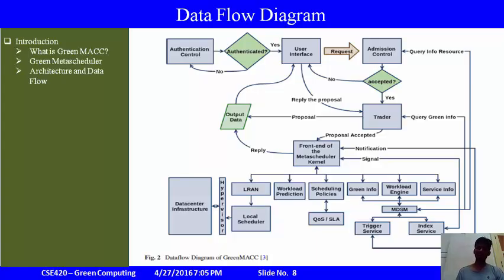Once it is accepted, it will go to the trader, and then it will put a proposal to the front end of the meta scheduler kernel. Once the proposal is accepted, it will go to the front end of the meta scheduler kernel, and the data will also go to the given output data, as you can see in the diagram. And then moving on, we will come to various modules as you can see below, which are LRAM and workload prediction, scheduling policies, as I explained in the earlier slides. So this is basically the data flow diagram of Green MACC.